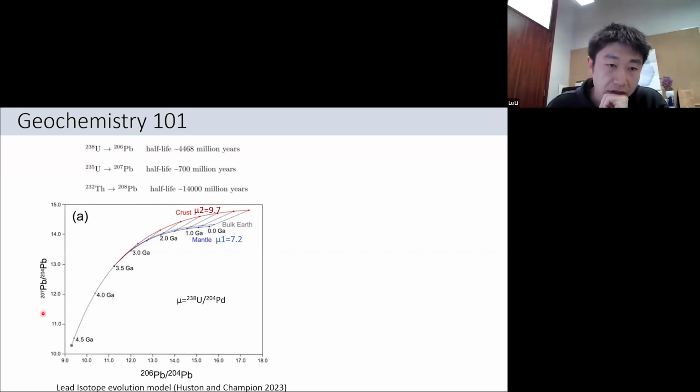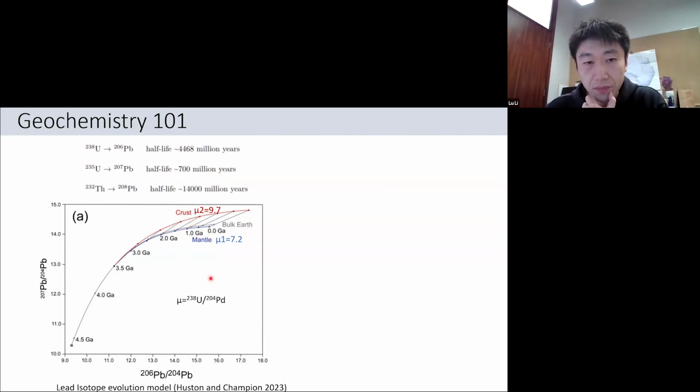Here you can think of the bulk silicate Earth as these green dots, and if nothing happens, uranium-235 decays to lead-207, which has a relatively short half-life. So basically, we can see a quite steep slope of the curve at the start of the Earth. And then because uranium-235 decays very quickly, in the modern day we don't have much further growth of lead-207.